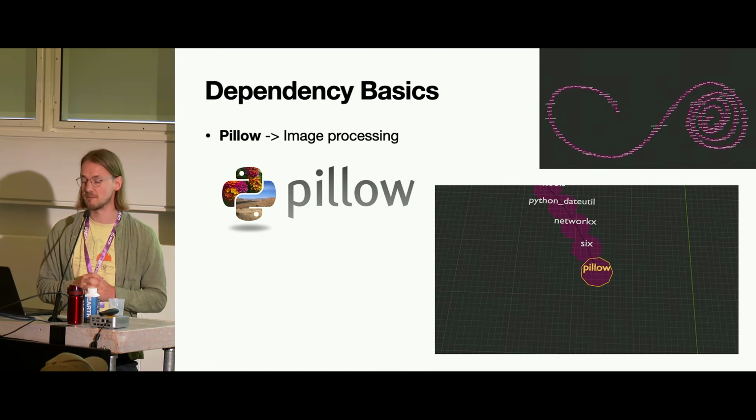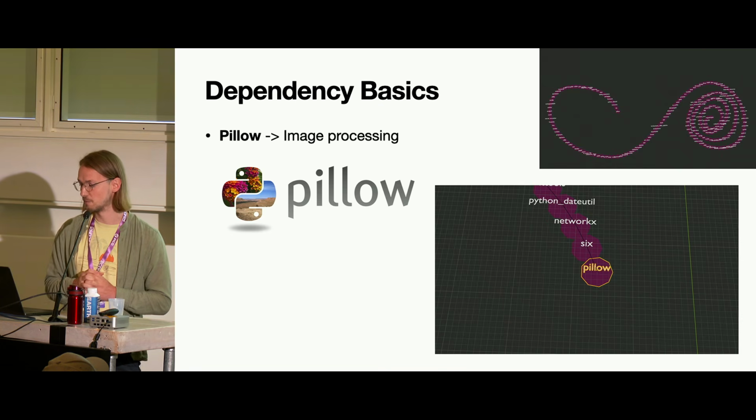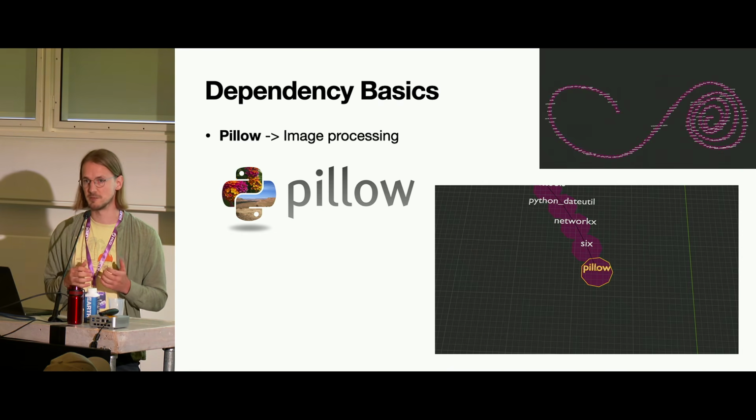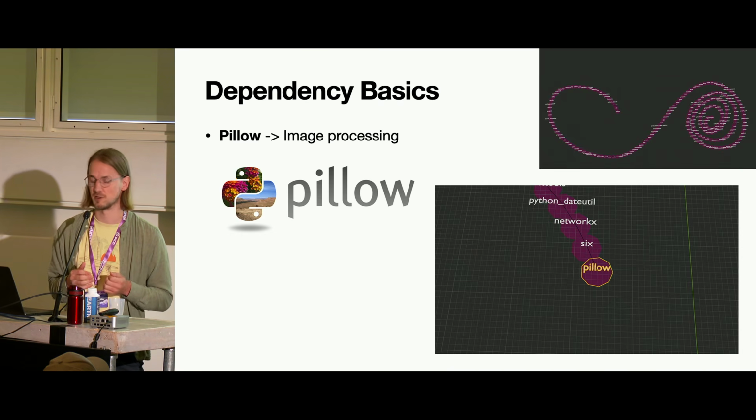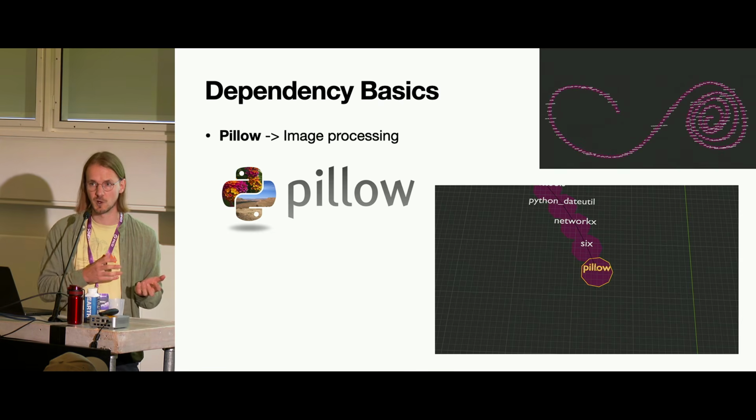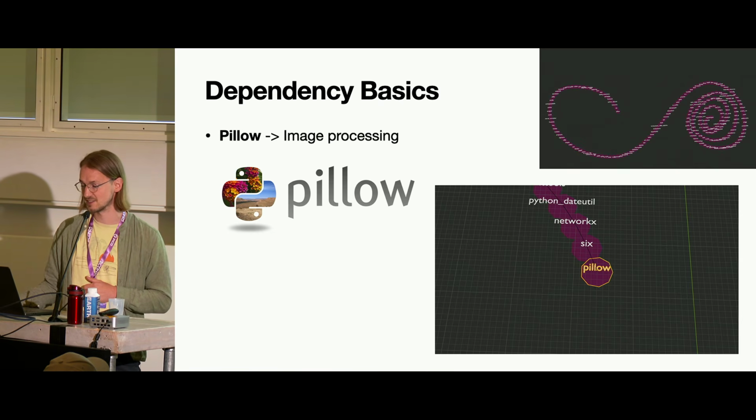Next, I want to show you some of the wheels, some of the Python libraries that you can use. The most commonly used, I think there's over 10 extensions that use Pillow, and that's an image processing library. You can use it, for example, if you want to load an image, if you want to blur an image, if you want to save an image. That's a lot of possibilities there.